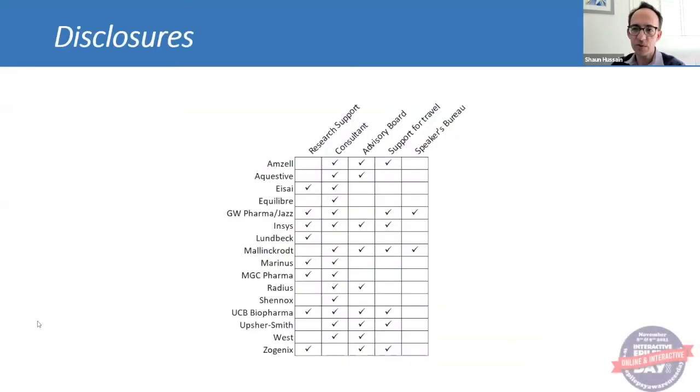Here are my disclosures, of which there are many. All of these companies are interested in infantile spasms to the extent that they already have and market therapies for infantile spasms or are developing promising new therapies for infantile spasms. So as we encounter potential conflicts of interest, I will let you know about those.